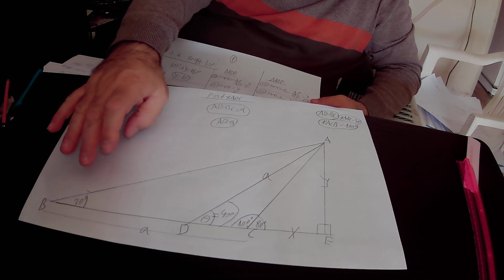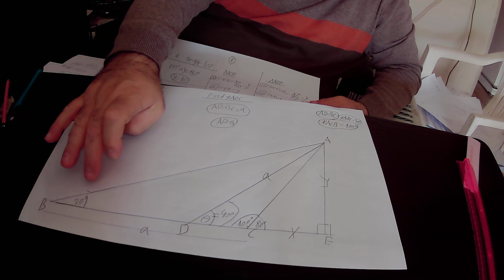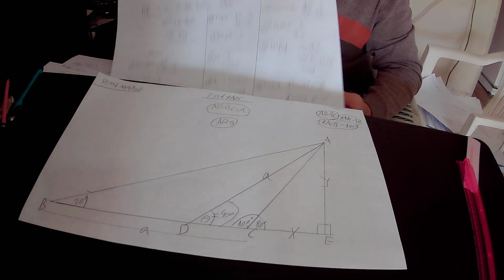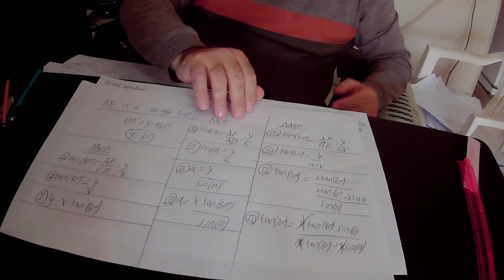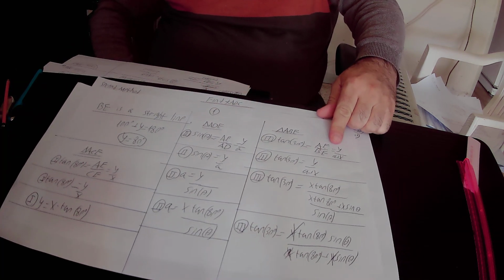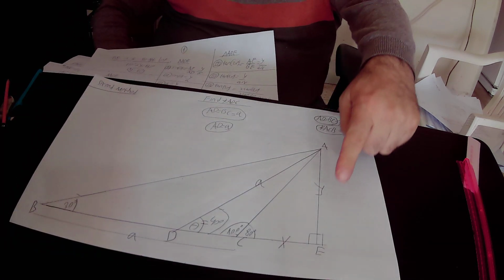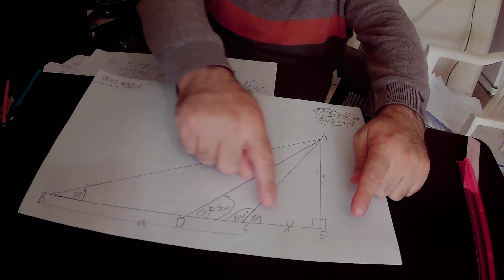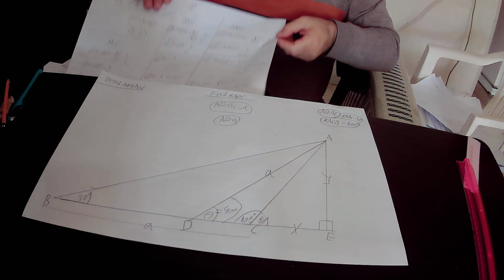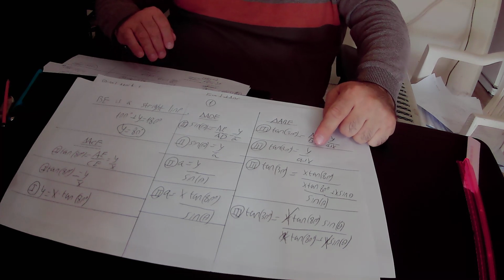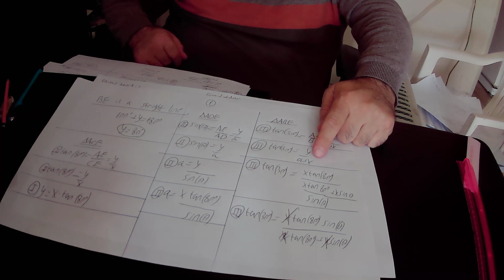On the right triangle ABE, tan 30 degrees equals AE over BE. AE equals Y according to our definition. And BE equals A plus X. So in conclusion, we found out that in triangle ABE, tan 30 degrees equals Y over A plus X.